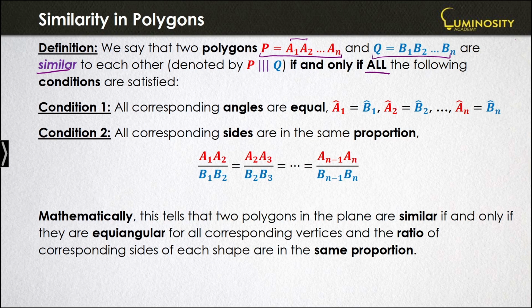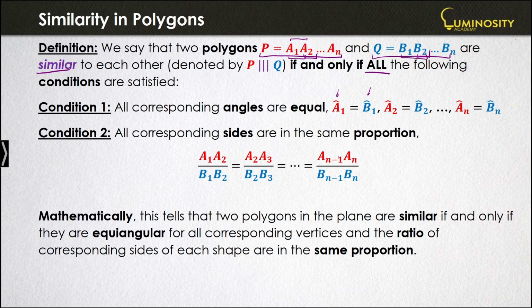Condition one is that all corresponding angles are equal. That means if you look at angle A1, then there must be a correspondence to another angle in the polygon Q, say B1, A2 equal to B2, and so on. So in the order that we write them, those angles must be equal to each other. It's important in the order that we write them, as well as all corresponding sides being in the same proportion. That means if I look at the edge A1A2 and the edge B1B2 and take the ratio of those two, then that must be in the same proportion as A2A3 to B2B3, and so on up to the final edge of each polygon.